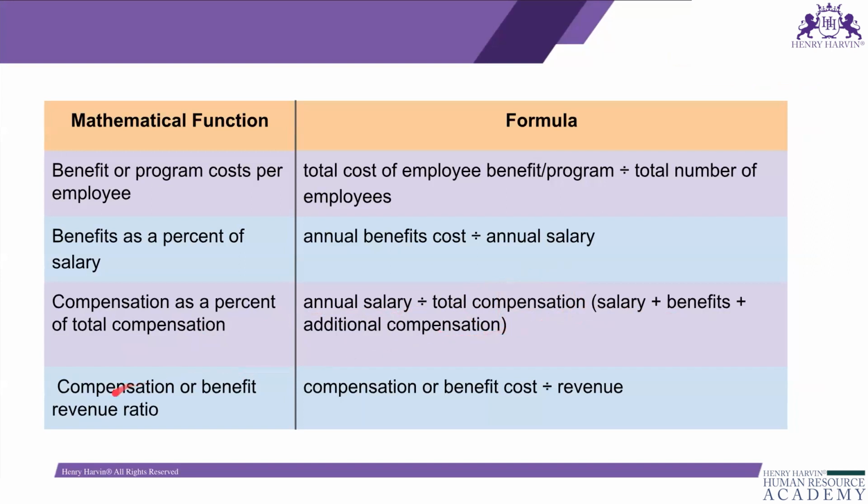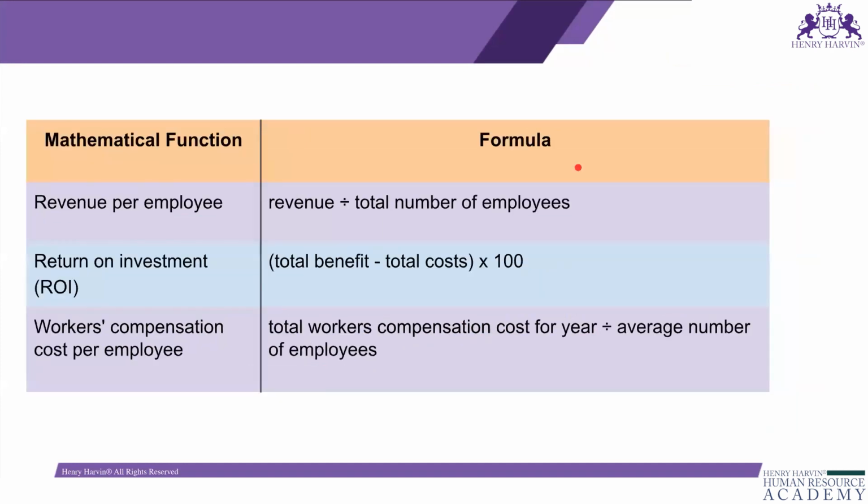Okay. Then for the compensation or benefit revenue ratio, if you want to calculate that, you can use the formula: compensation or benefit cost divided by the revenue of the company. Okay, so for some basic calculations, you can utilize these mathematical formulas.